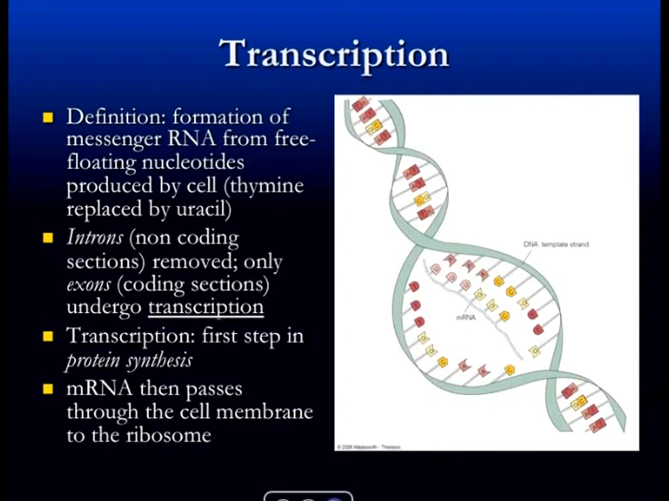Transcription is the first of the two steps in protein biosynthesis. At this point, once the mRNA has been assembled, it will then pass through the cell membrane out to the ribosome where the second phase occurs. The exons are the coding sections of DNA.